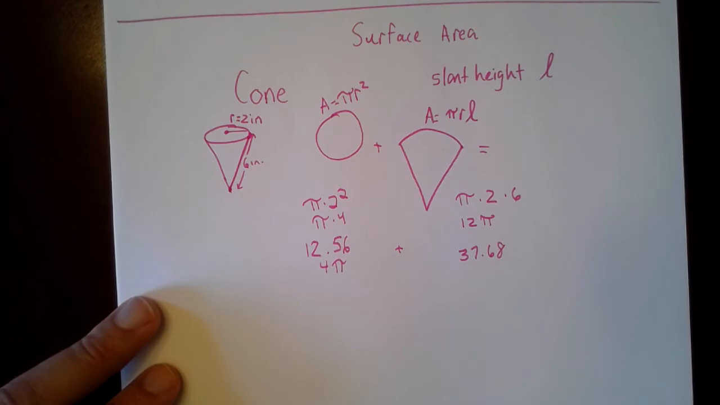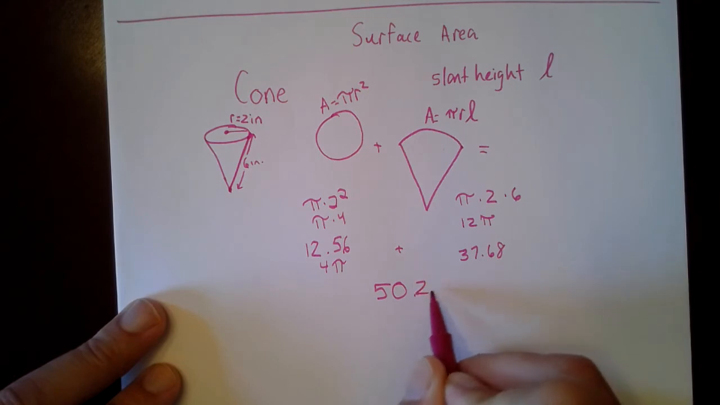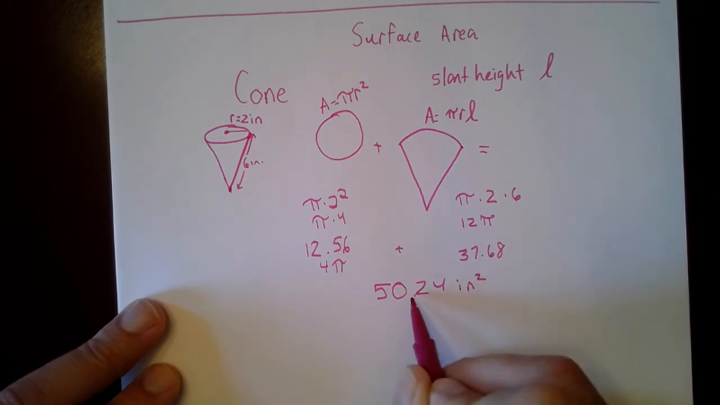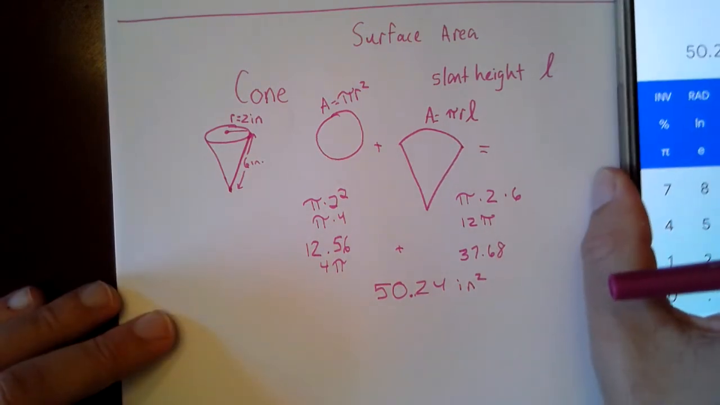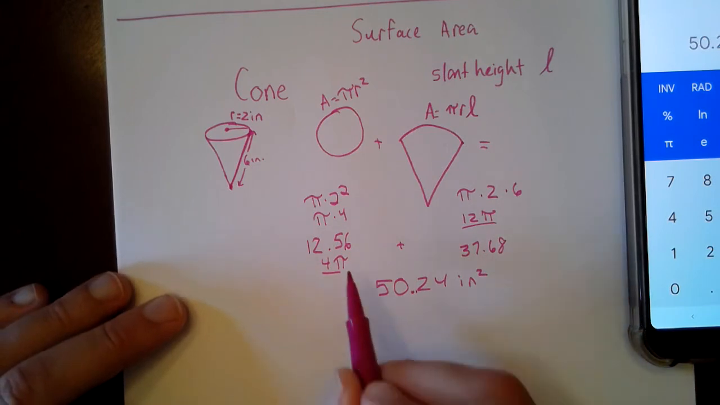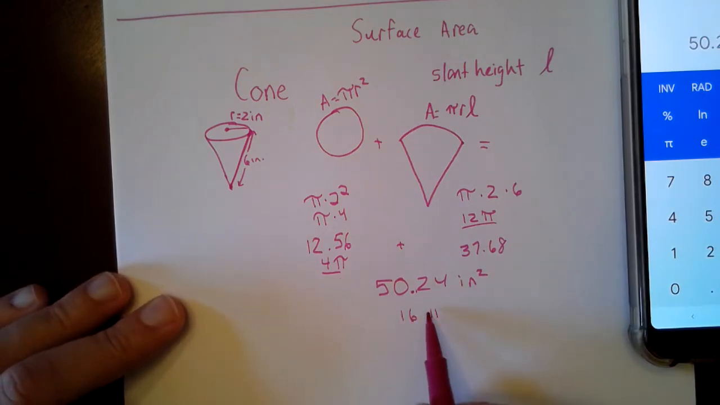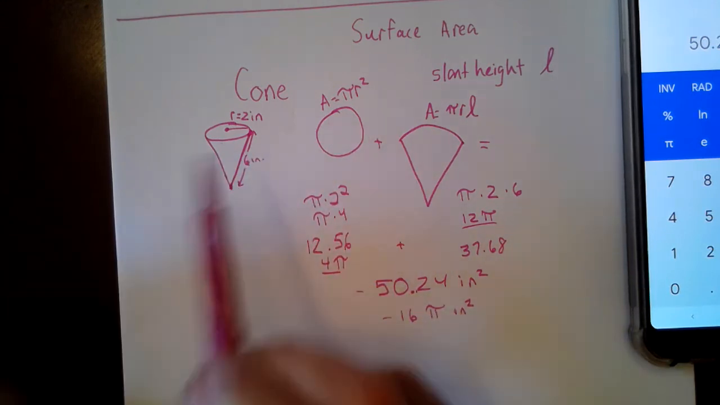So now what I'm going to do is I'm just going to add them together. 37.68 plus 12.56. My total surface area is going to be 50.24 inches squared. Or if I wanted to just add the pi's, I could do 4 pi plus 12 pi. That gives me 16 pi. Both of these answers represent, I should say inches squared. Both of these answers represent the total surface area, the area of all the surfaces of this cone.